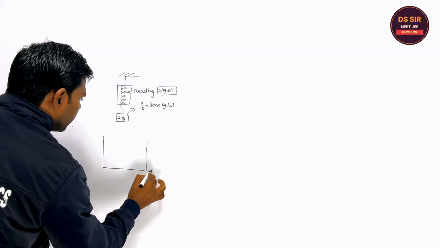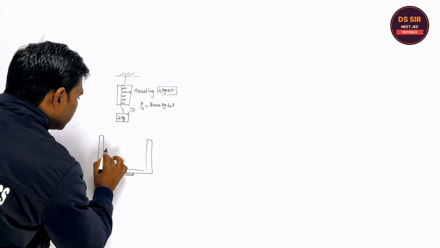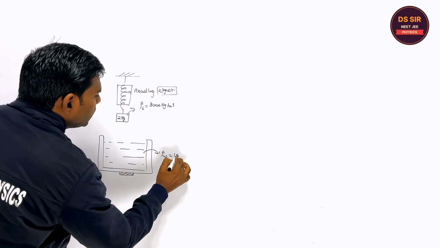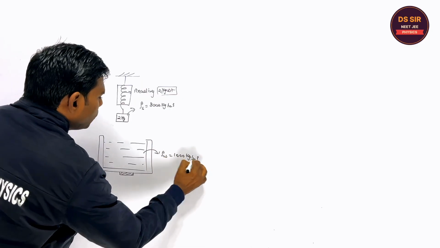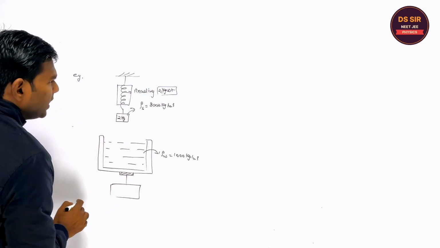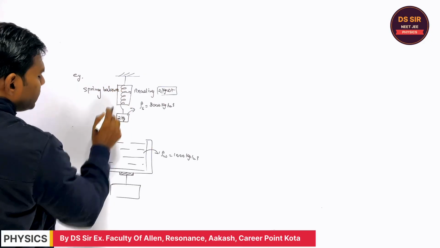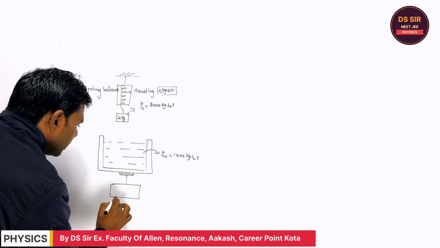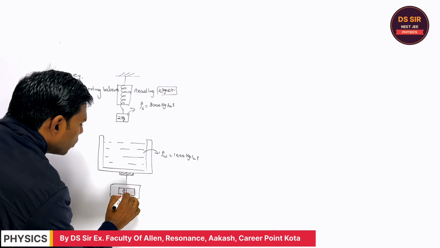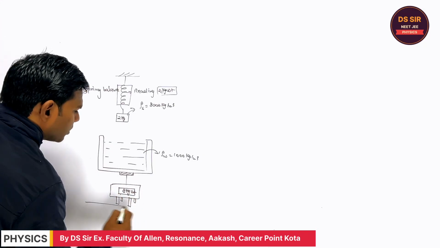Now there is a beaker, right, like this, and this beaker is filled with water, and the density of the water you know very well, 1000 kg per meter cube. This is the spring balance, and this jar with water is placed on the weighing machine, and the reading is 8 kilogram, right, 8 kg weight. Are you getting or not?